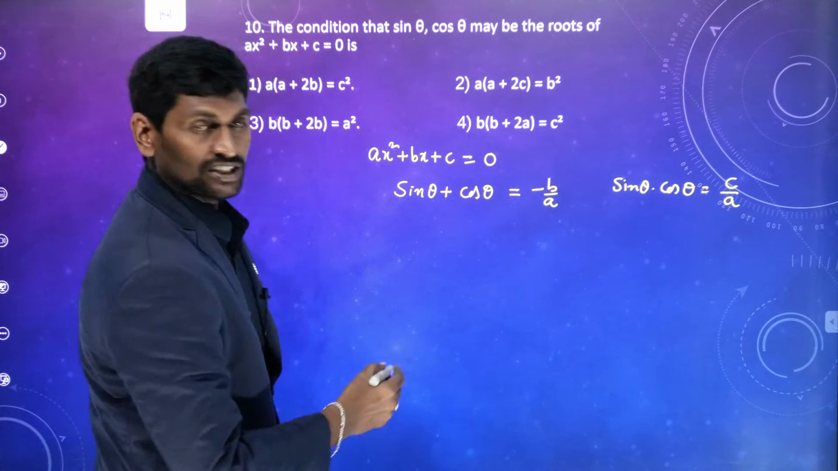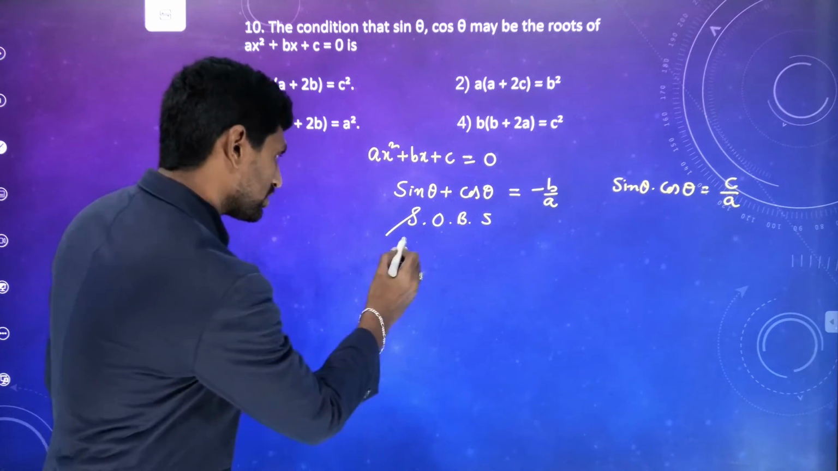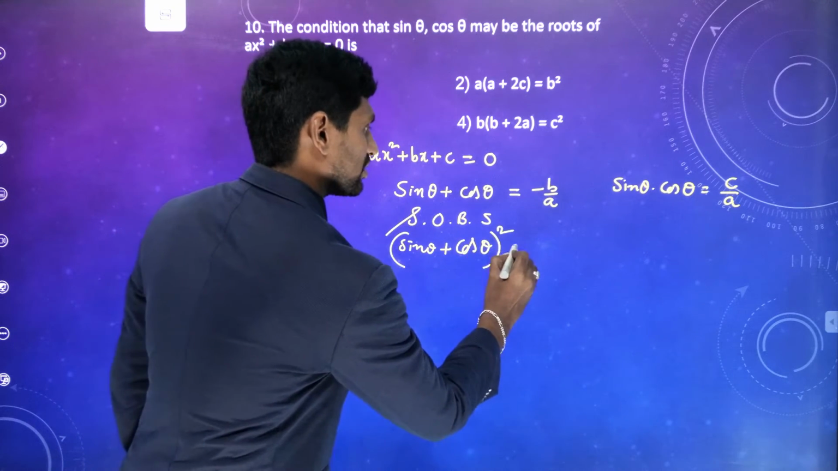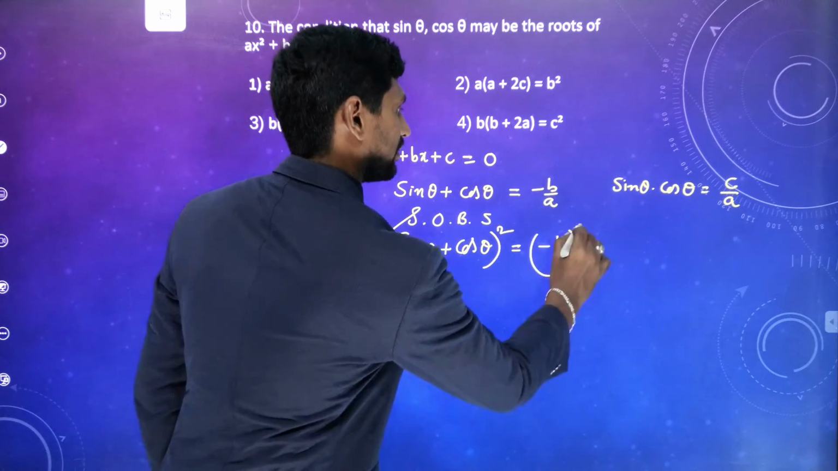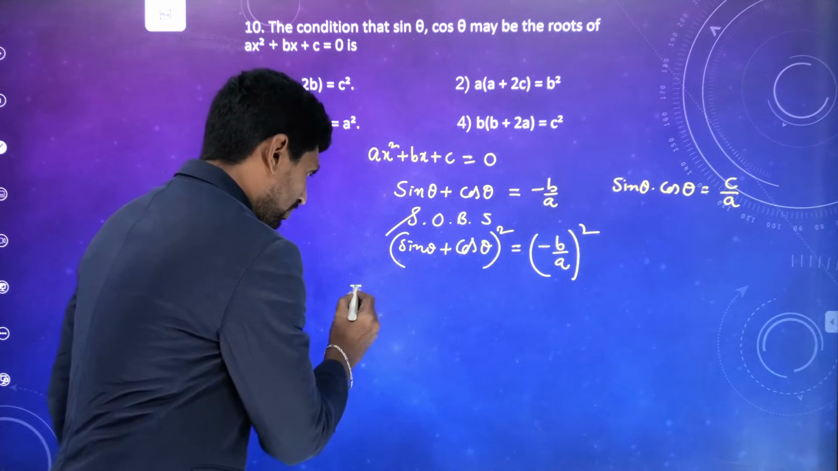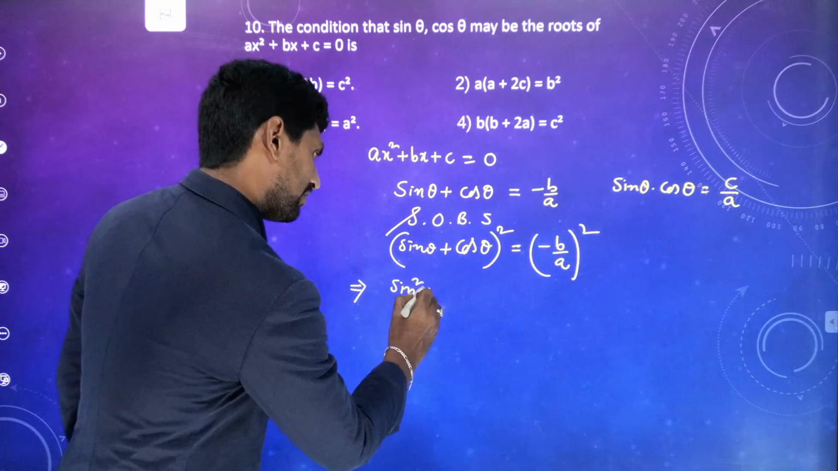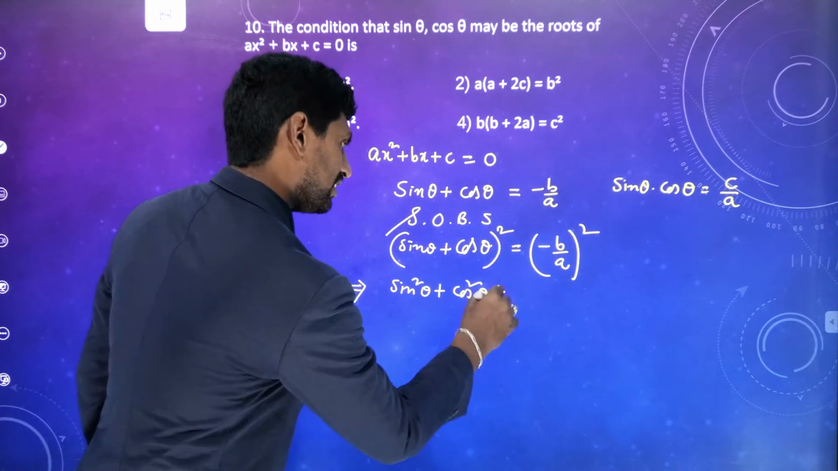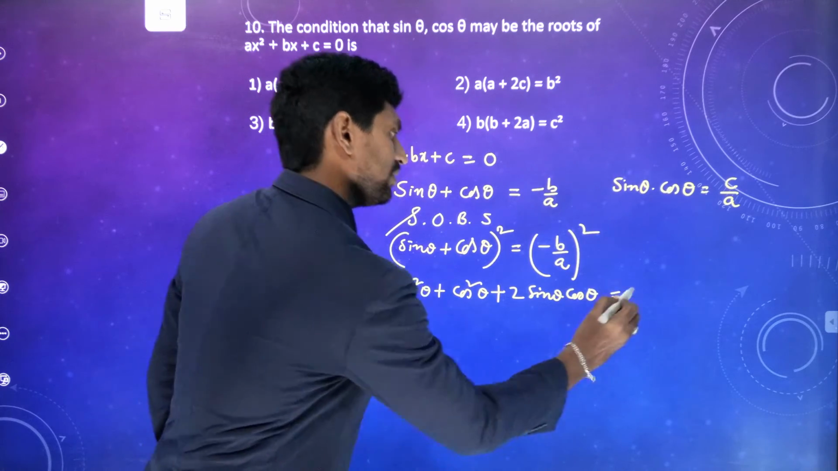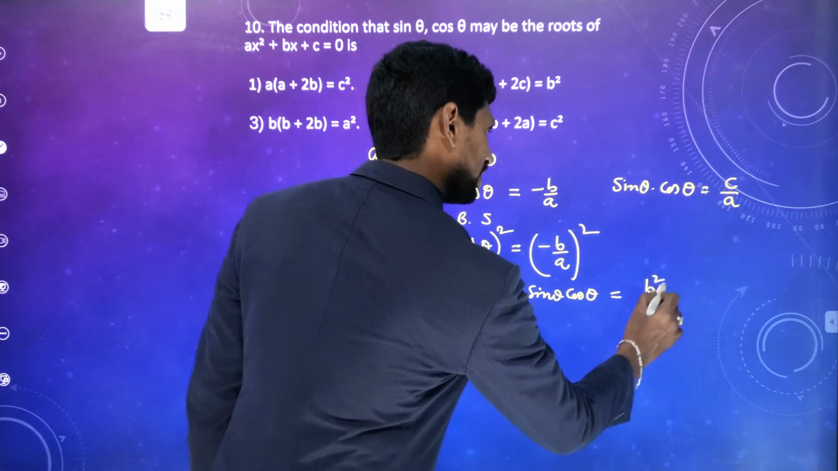Now squaring on both sides, (sin theta plus cos theta) whole square equals (minus b by a) whole square. The left side is in the form (a plus b) whole square, so expand it: a square plus b square plus 2ab, that is sin square theta plus cos square theta plus 2 sin theta cos theta equals, minus also becomes plus, minus b whole square means plus b square by a square.